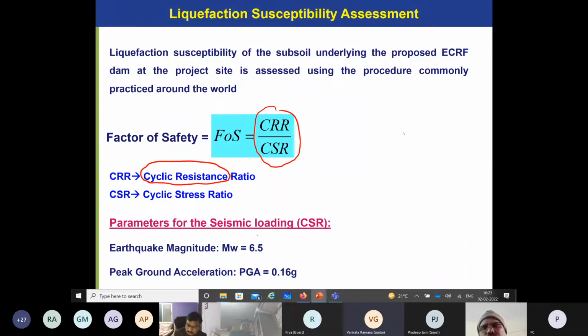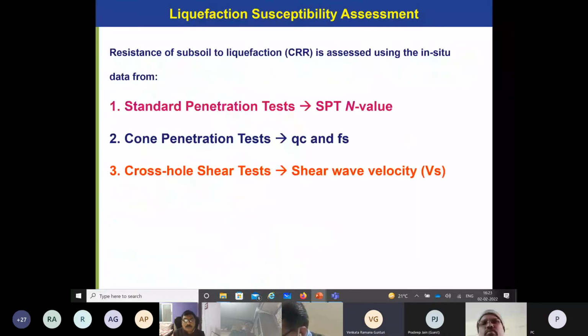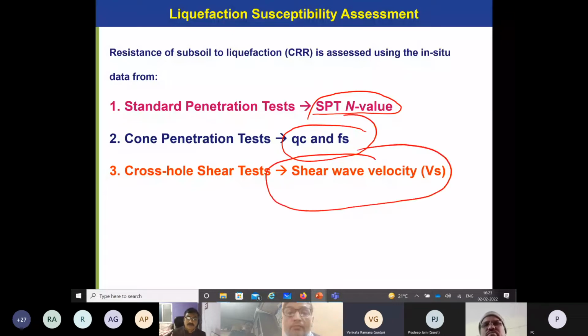So the earthquake magnitude given by the Department of Earthquake Engineering, IIT Roorkee, is 6.5. And the peak ground acceleration that is likely to occur at the site is given as 0.16 times gravity, 0.16 g. Now, the resistance to liquefaction is typically estimated using SPT values, cone penetration test, or shear wave velocity measurements.